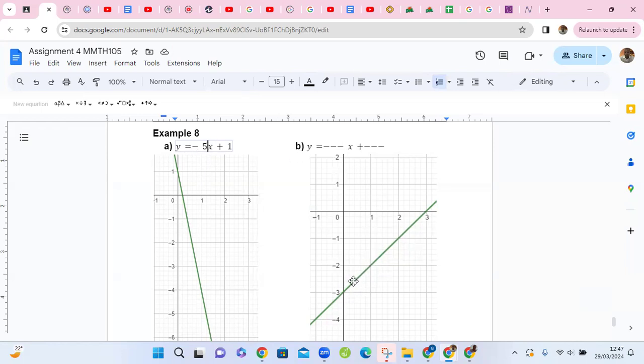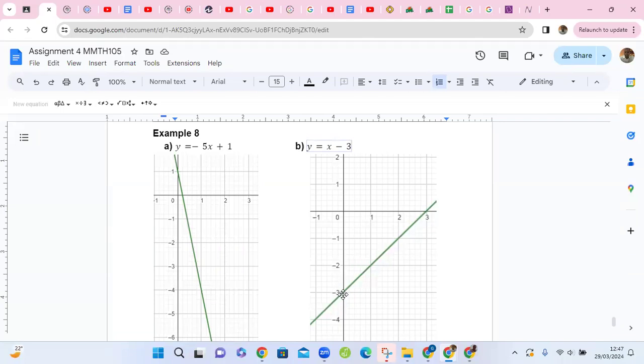Here, the line is going up. That means y is going up as x is increasing from left to right. So the gradient is a positive number. You don't have to write the positive sign. If there isn't any sign, then we know it's positive already. The starting point is negative 3. That's when x is 0, so y is negative 3. That will be the y-intercept of this line, negative 3.